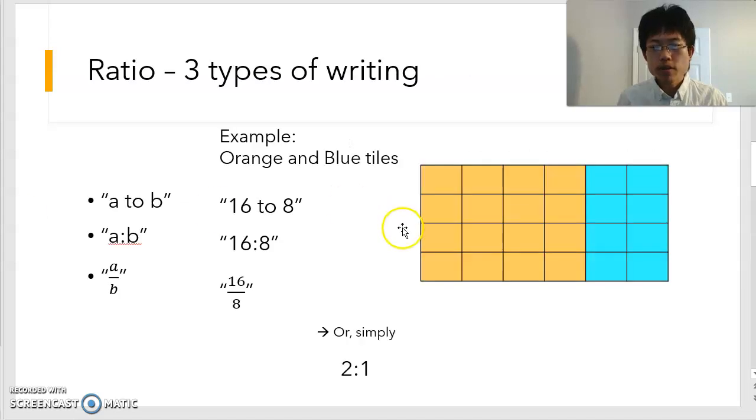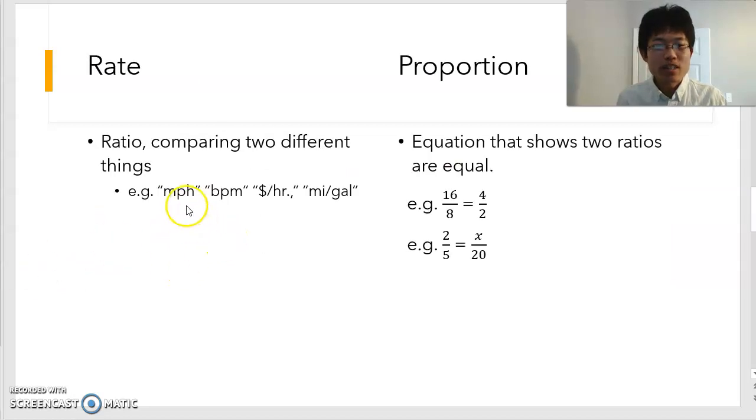On the previous slide, I used orange and blue tiles, so it's different, but you can say it's still a ratio. It's a ratio, but you could say it's a rate because it's different tiles, but I don't know. It's kind of in the gray zone, but this rate, miles per hour, clearly has two different things that are compared.